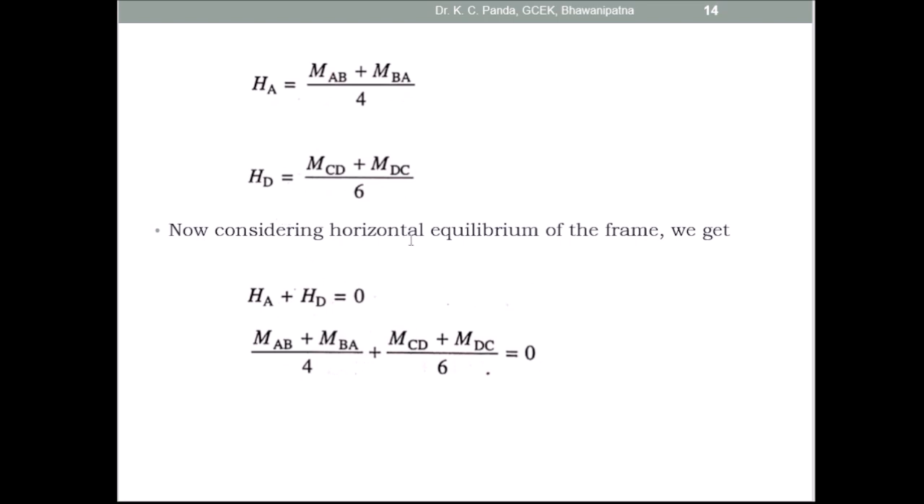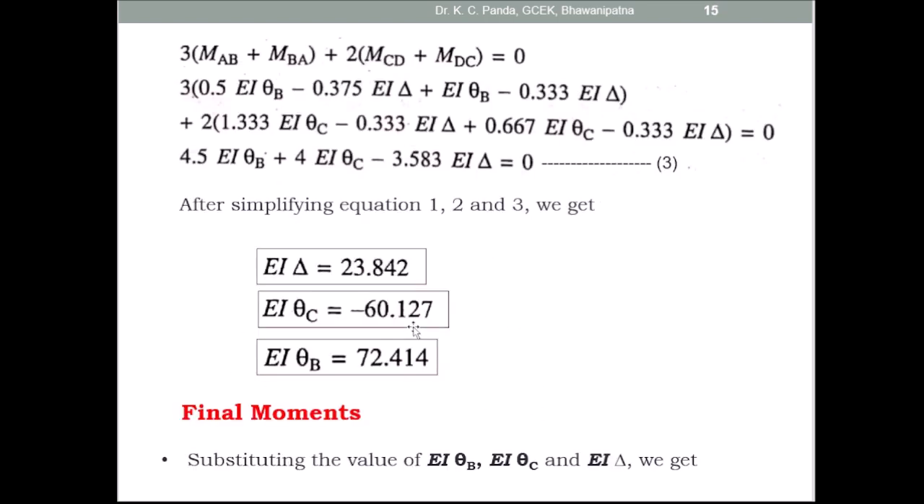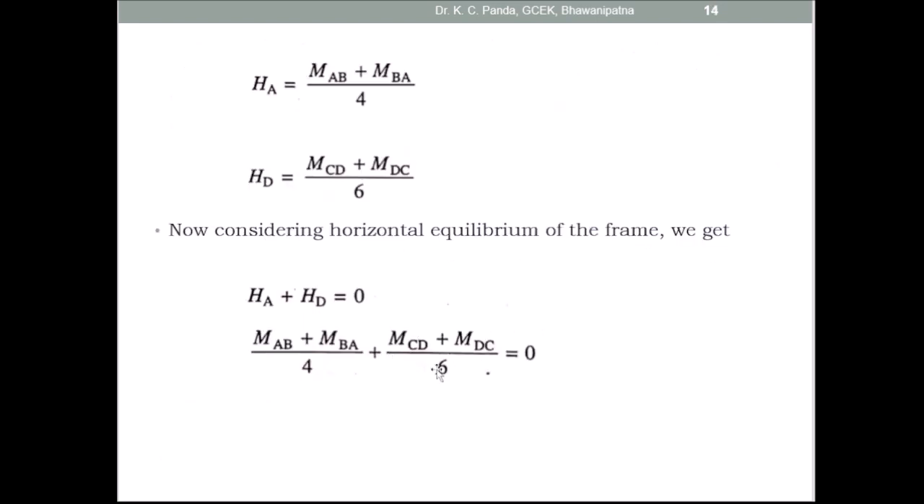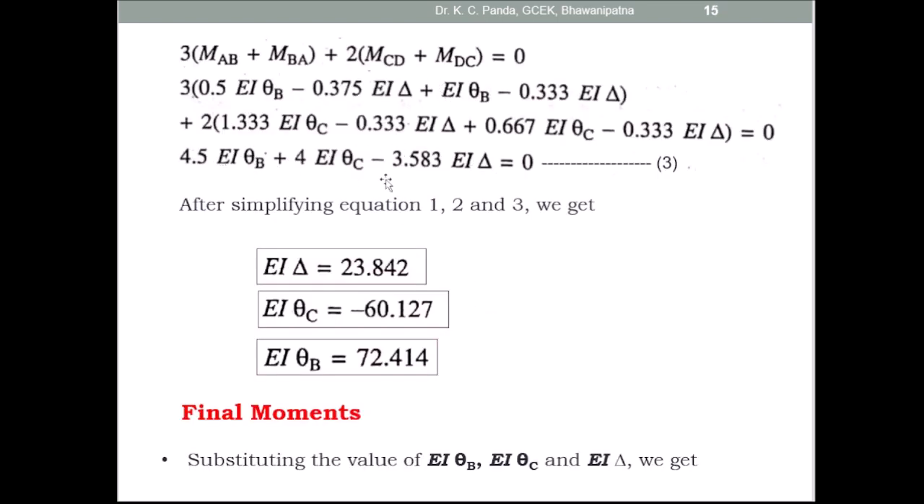Now considering the horizontal equilibrium of the frame, that is HA plus HD is equal to 0. Here HA is equal to (MAB plus MBA)/4 and HD is equal to (MCD plus MDC)/6. By putting this in this equation, you get the third equation. Then put the value of MAB, MBA, MCD, MDC, and after simplification, this is equation 3.